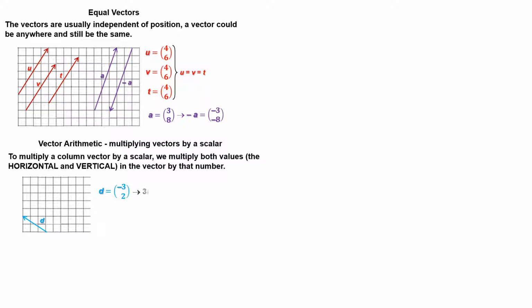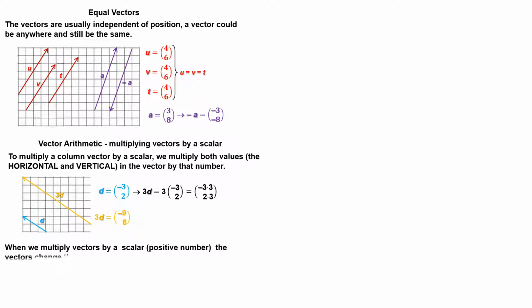To get 3 times d, we must multiply both values in the vector by 3. When we multiply vectors by a positive scalar, the vectors change size, but not direction.